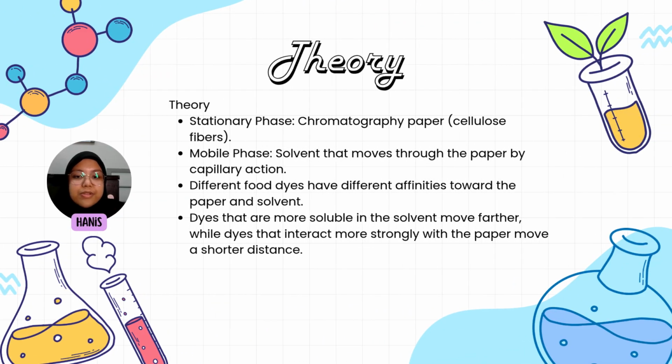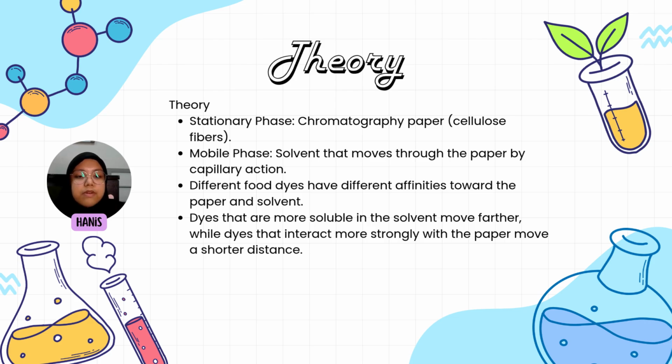Now, let's dive into the core theory behind how the separation actually works. Paper chromatography relies on two main components: the stationary phase and the mobile phase. Our stationary phase is simply the chromatography paper itself, made of tightly wound cellulose fibers. It stays completely stationary. The mobile phase is our liquid solvent.